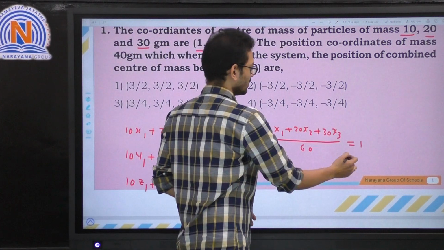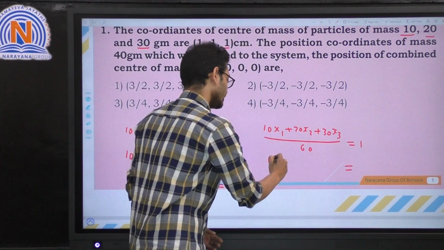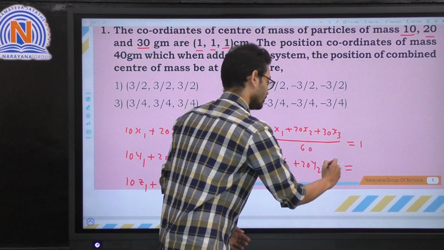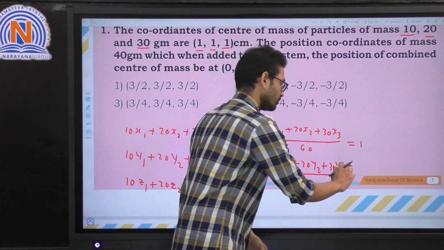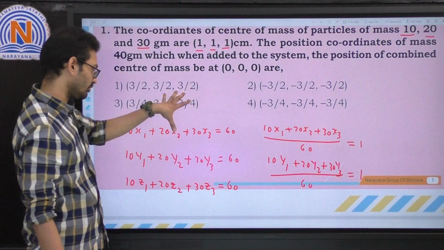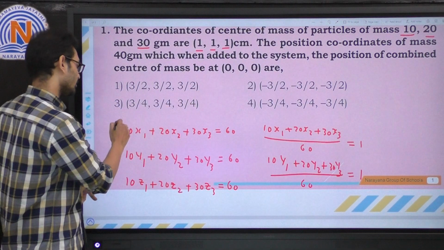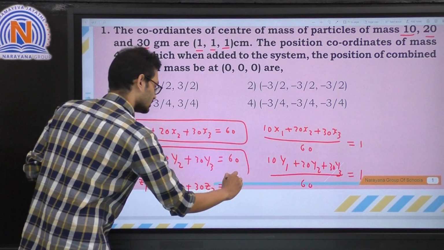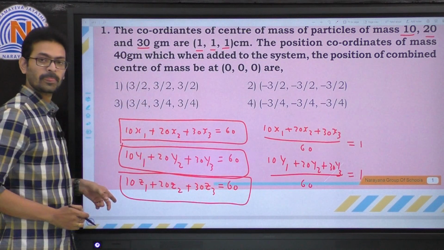Because the y center of mass is also 1, in the same way, 10y1 plus 20y2 plus 30y3 by 60 is equal to 1. Even for z you are going to get the same. I don't want to waste time going through all the substitution. So with x you get this, with y you get this, and with z you get this, right?